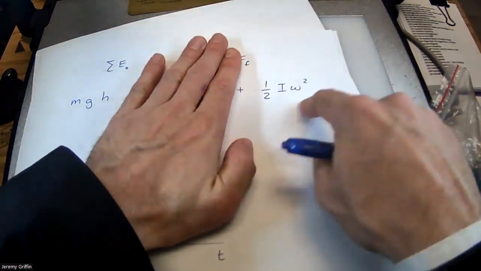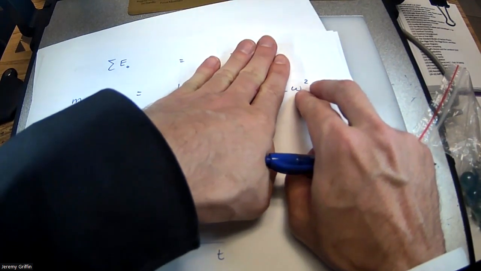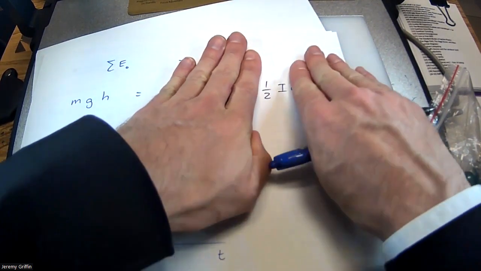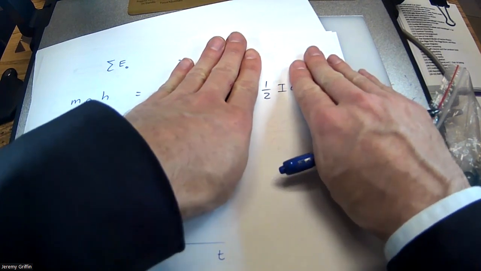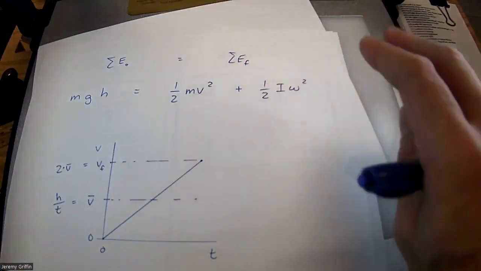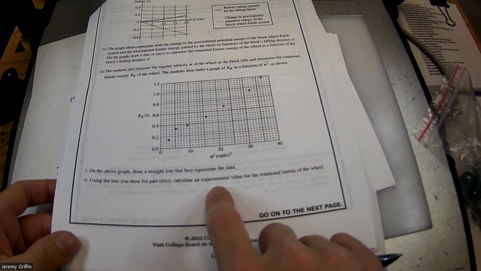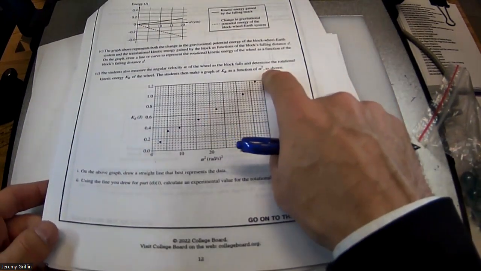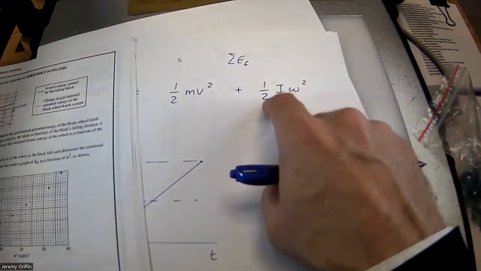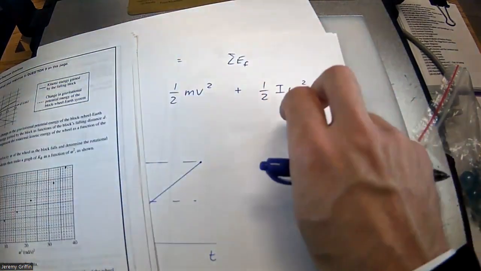So here's rotational kinetic energy, and here's your omega squared, which they're treating as the x-axis. Is 1/2 I equal to the slope? Do you guys see that? 1/2 I is the slope, right? So using that line you just drew, calculate the experimental value for the rotational inertia of the wheel. All you do is take the slope and multiply it by 2. That's it. Take this slope, multiply by 2. That gives you I.